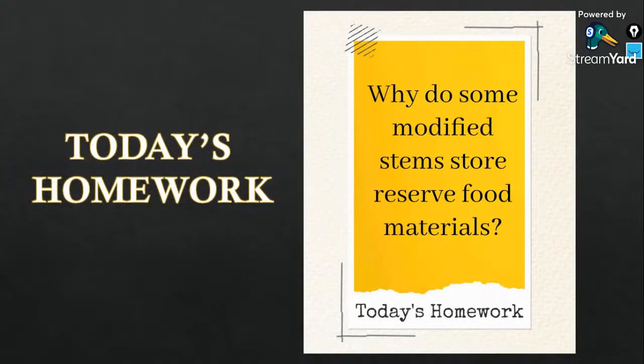Everybody, why do some modified stems store reserve food material? You can comment the answer. Browsing animals means cow, rabbit, deer, all those which feed on the grass. Those which feed on the grass are said to be the browsing animals.